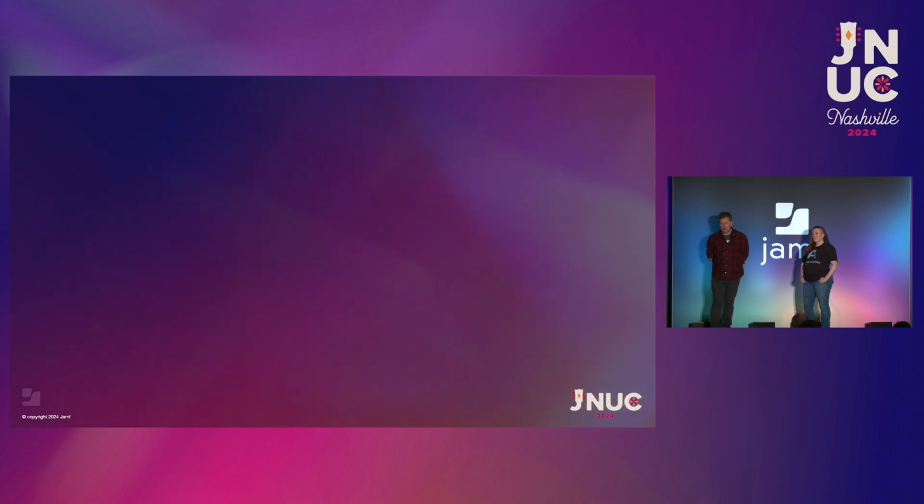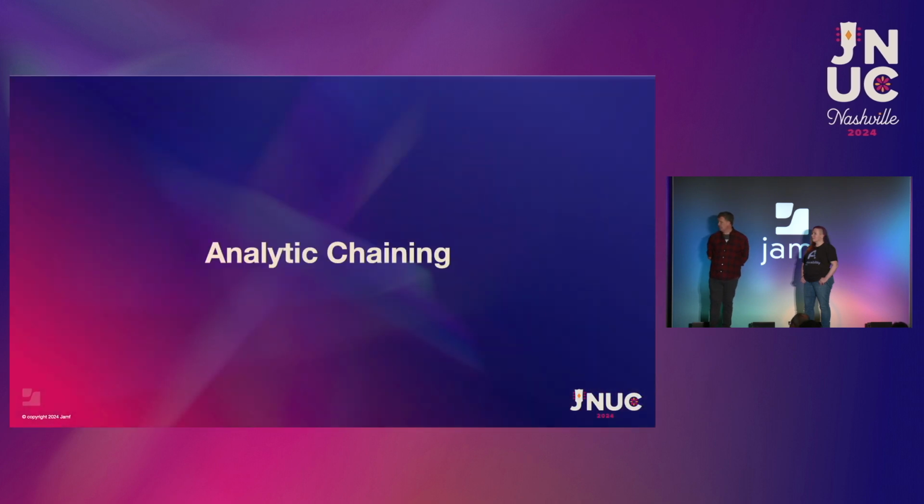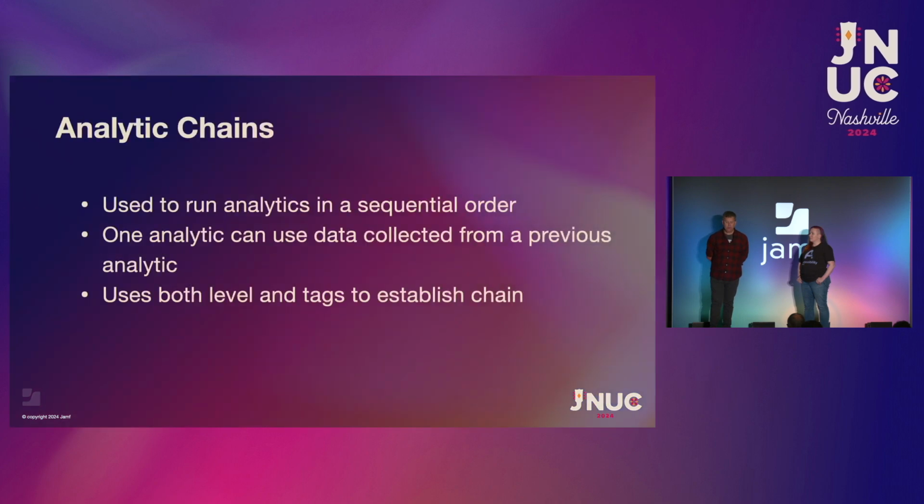Then finally, we've got something called analytic chaining. Analytic chaining allows you to have a sequence of analytics. They run in a particular order, and this is all done by the level number. So the level 0s all run first, and then you can have a set of level 1s and level 2s, etc. The idea is you can create a sequence of analytics that will pass data from the lower one to the higher one.